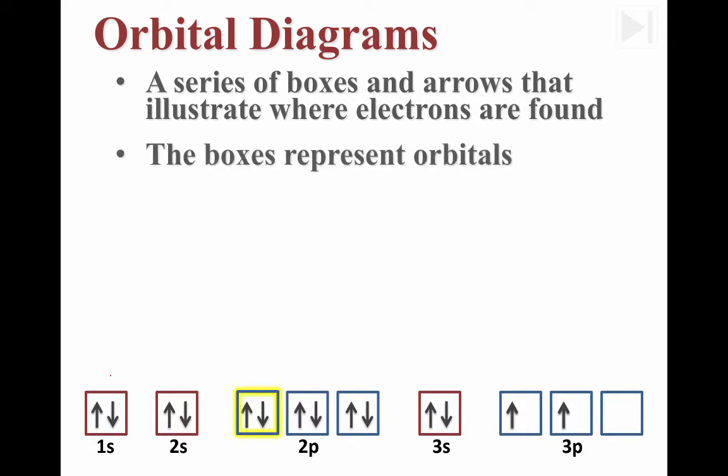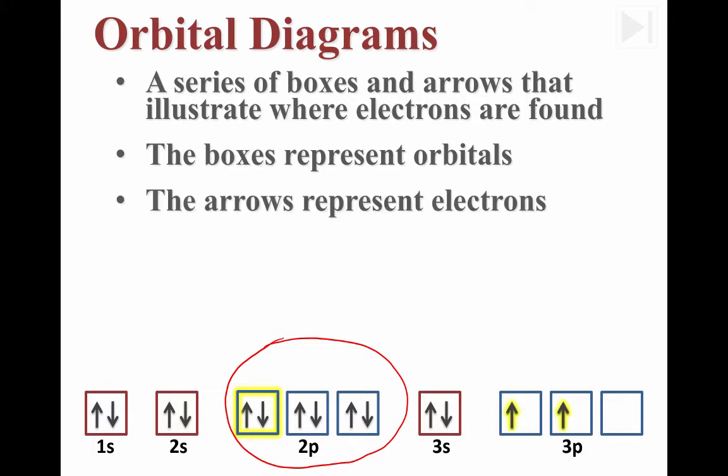Anywhere you see a box here, that represents an orbital. Recall that the 2p sublevel is made of 3 orbitals, so we've drawn in 3 boxes. Anywhere you see an arrow in this diagram, that represents the electron. Remember, if you're going to put 2 electrons into the same orbital, they must have opposite spin. So we draw one of the arrows pointing up and the other arrow pointing down.